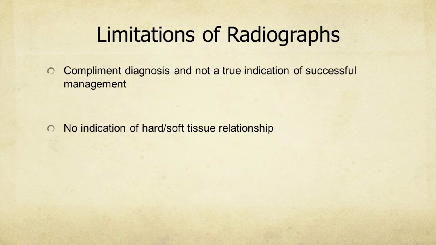And the one thing a radiograph does not isolate well is the relationship of your hard and soft tissue, because soft tissue cannot be isolated well on a radiograph. Most of the time they appear as shadows.